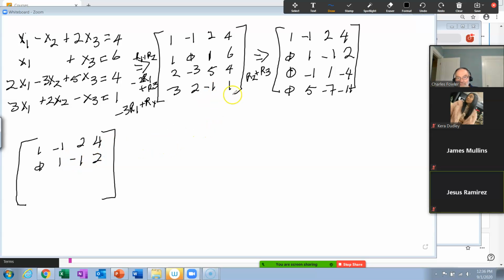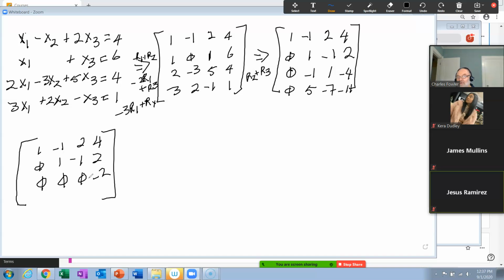Now, we're operating on row 3. 0 plus 0 is 0. 1 minus 1 is 0. And then minus 1 plus 1, that's 0. And then 2 plus a minus 4 is a minus 2. Stop right there. Hold your horses. What is that equation right there telling you? No x1s, so that would be 0, plus no x2, that would be 0, plus no x3, that would be 0, is equal to minus 2. Can 0 plus 0 plus 0 ever equal negative 2?